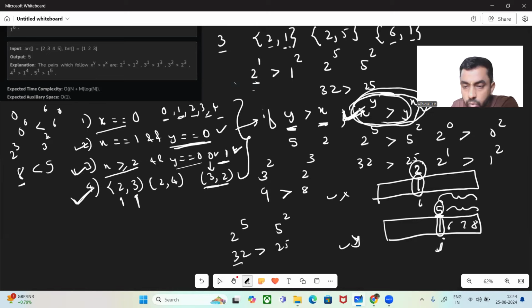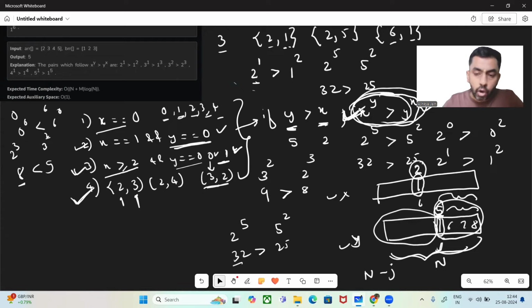So simply, if this is n, we'll increment the answer by n minus j. What is n? It is this, minus j. So it will give us this many answers. We are going to increment the count, right? I hope you have got this.